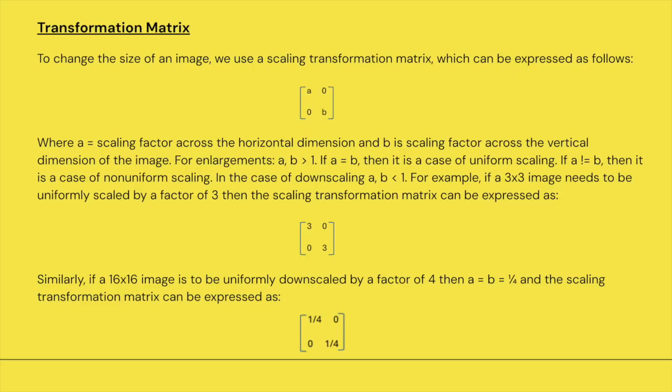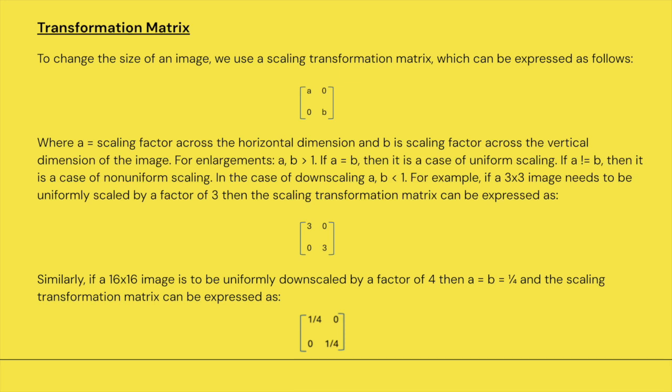In this slide, I will talk about basic level transformation matrices that one can use to enlarge or shrink image sizes. Please note, when we are working with transformation matrices, we are dealing with image size and not individual pixels. To change the size of an image, we use a scaling transformation matrix, which can be expressed as follows, in which A is the scaling factor across the horizontal dimension, and B is the scaling factor across the vertical dimension of the image. For enlargements, A and B are greater than 1.